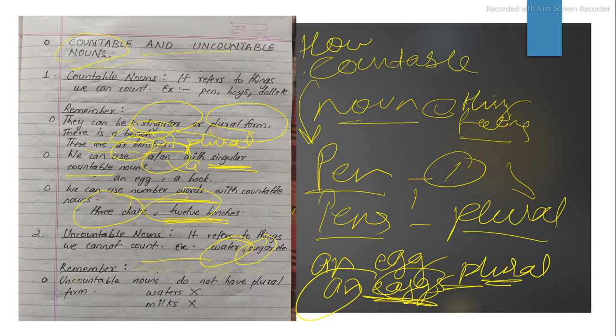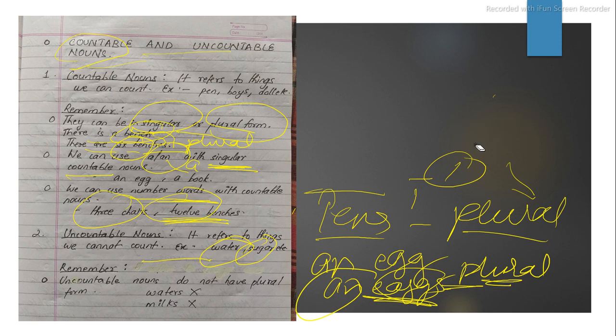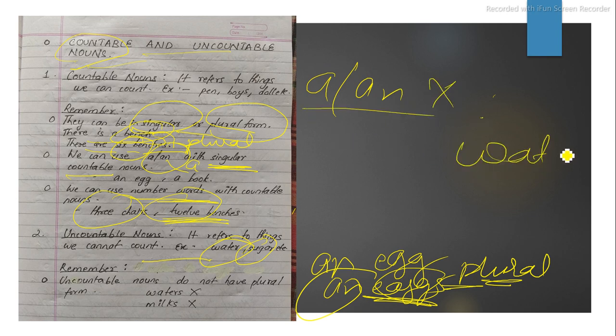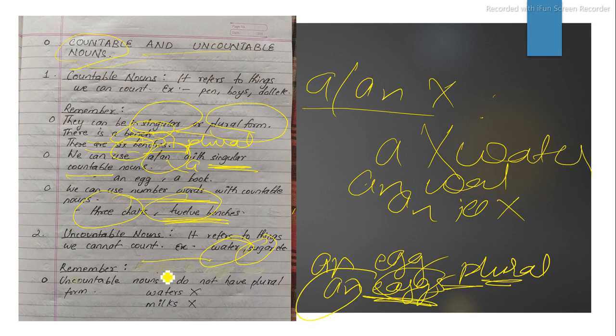Okay, uncountable noun. If we talk about the rules of the uncountable noun, as I discussed earlier in the countable noun, we can use a or an, that is the articles, in front of the countable noun, but in uncountable noun we cannot use a or an. We cannot use a or an before the uncountable noun. For example, a water, you cannot write, this is wrong. And an ice, this is wrong. So number 1 point was that you cannot use a or an before the uncountable noun.